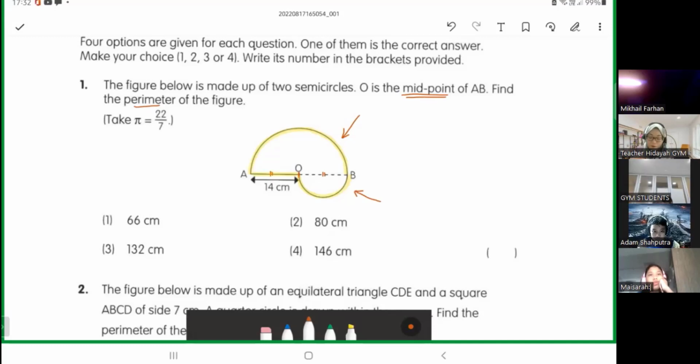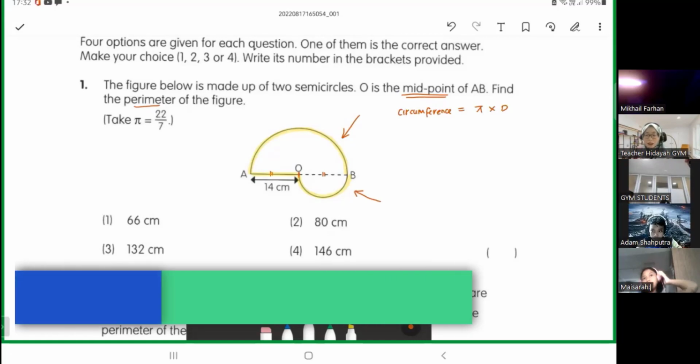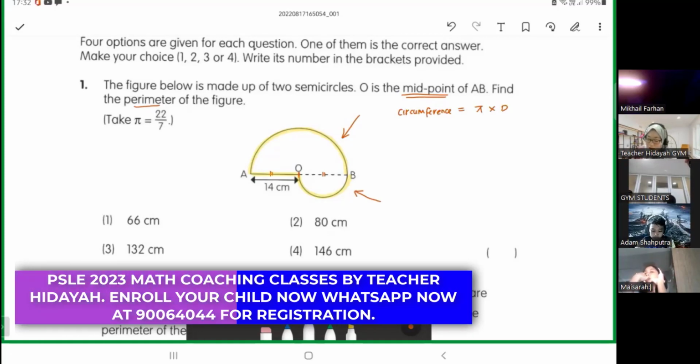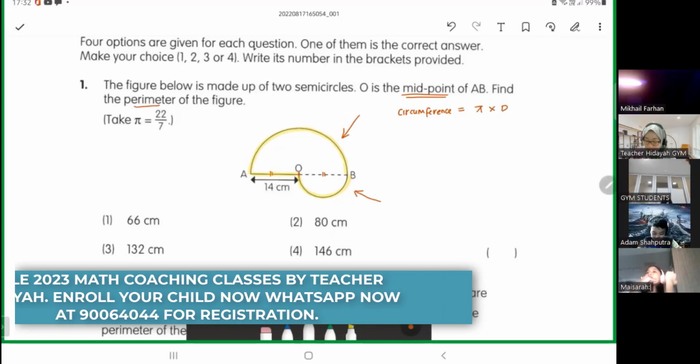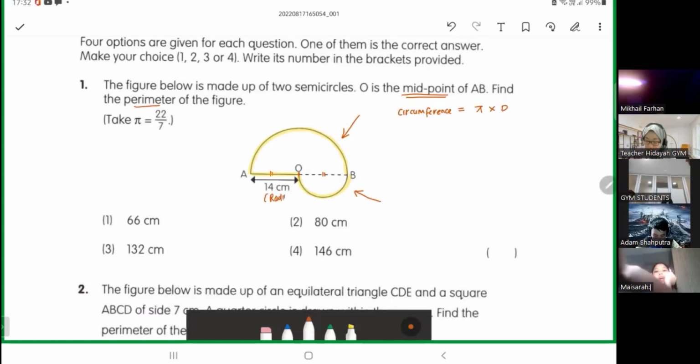Now how do we find the big arc? Before that, you need to know the circumference formula. Circumference is pi times diameter. It's the diameter that we want. Do we have a diameter here for the big arc, for the big circle? We do not have it. All we have is 14 cm, which means it is the radius. This is my radius. It's half of the diameter.